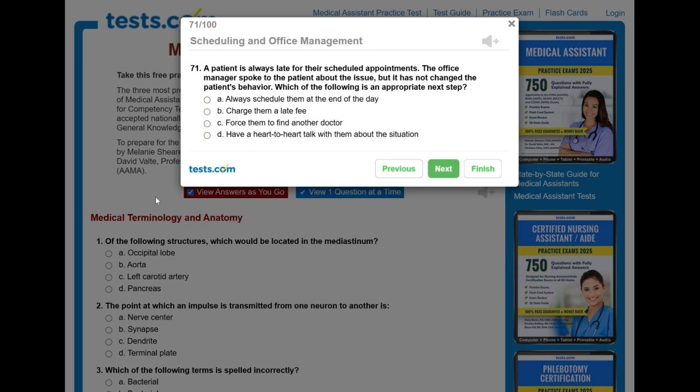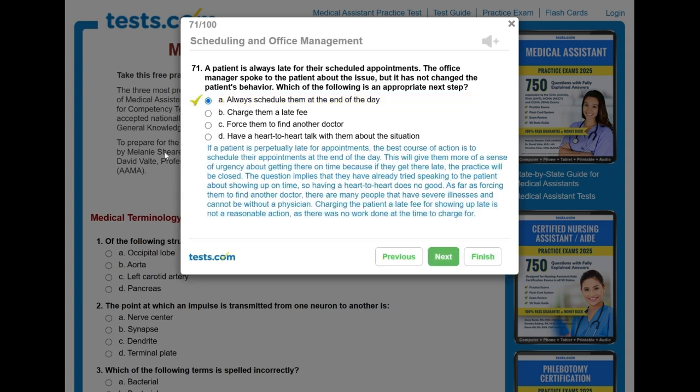Question 71. A patient is always late for their scheduled appointments. The office manager spoke to the patient about the issue, but it has not changed the patient's behavior. Which of the following is an appropriate next step? A. Always schedule them at the end of the day. B. Charge them a late fee. C. Force them to find another doctor. D. Have a heart-to-heart talk with them about the situation.